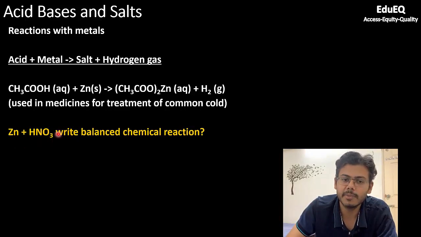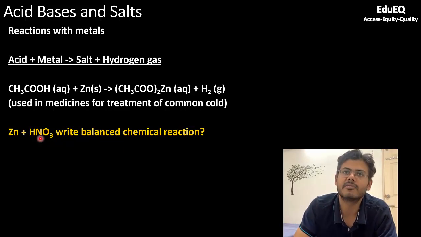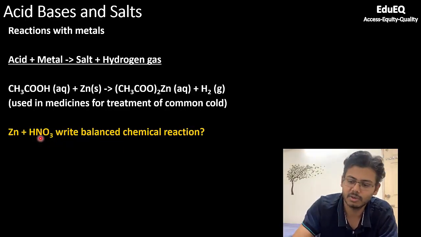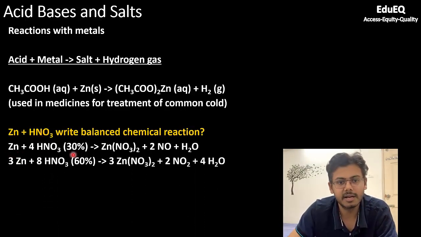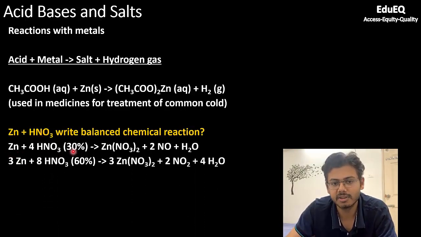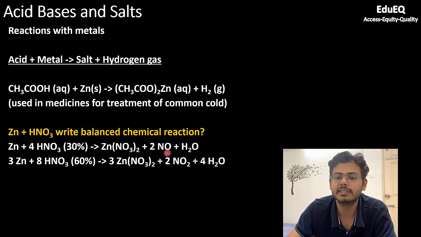But HNO3 being a very strong oxidizing agent, it doesn't give hydrogen. It in fact forms water as the product. And whatever the concentration of HNO3, the products depend on that. So let me give you some examples. First example, the concentration of nitric acid is 30%. In this case, of course, zinc nitrate is a salt, it will form, and then it will release NO gas and form water.